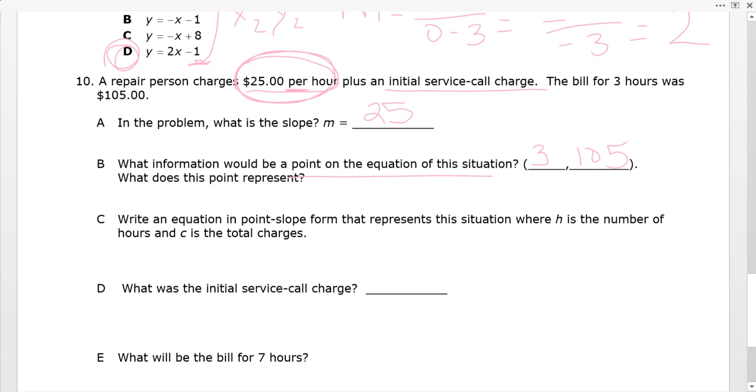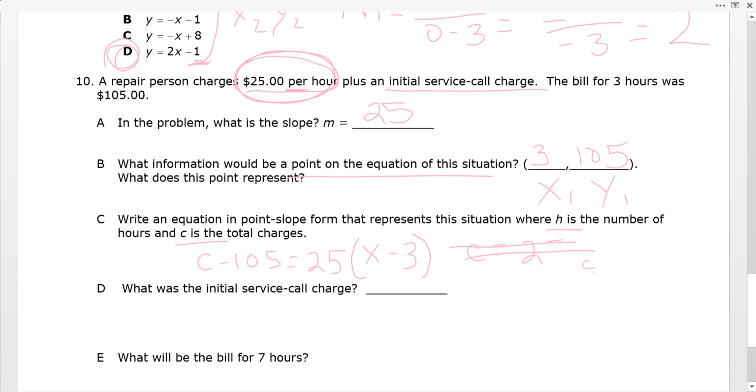So if I need point slope form, I'm looking for H and C. So I have C minus 105 equals 25 times H minus 3. That would be my point slope form, because this is x1 and this is y1. We don't know the initial service call charge until we work this out.